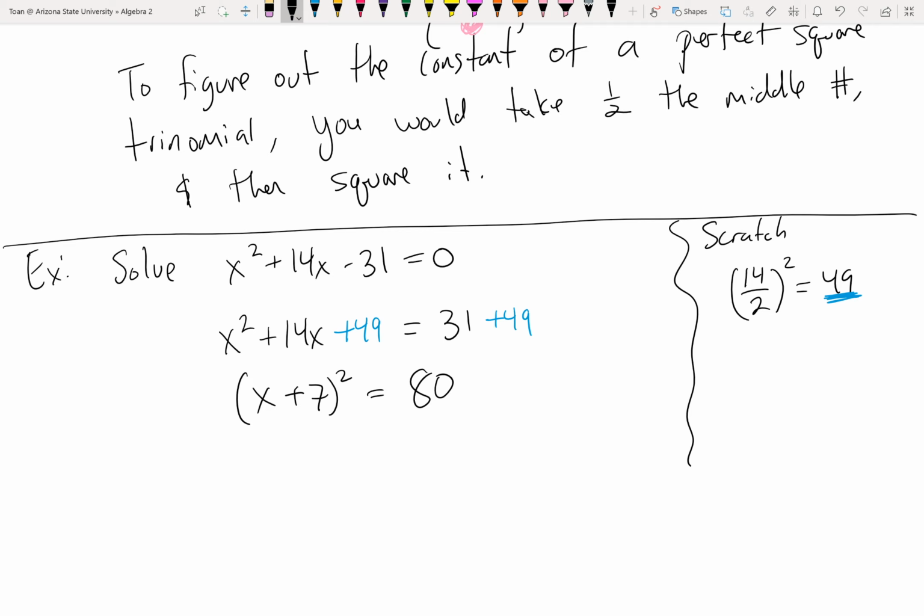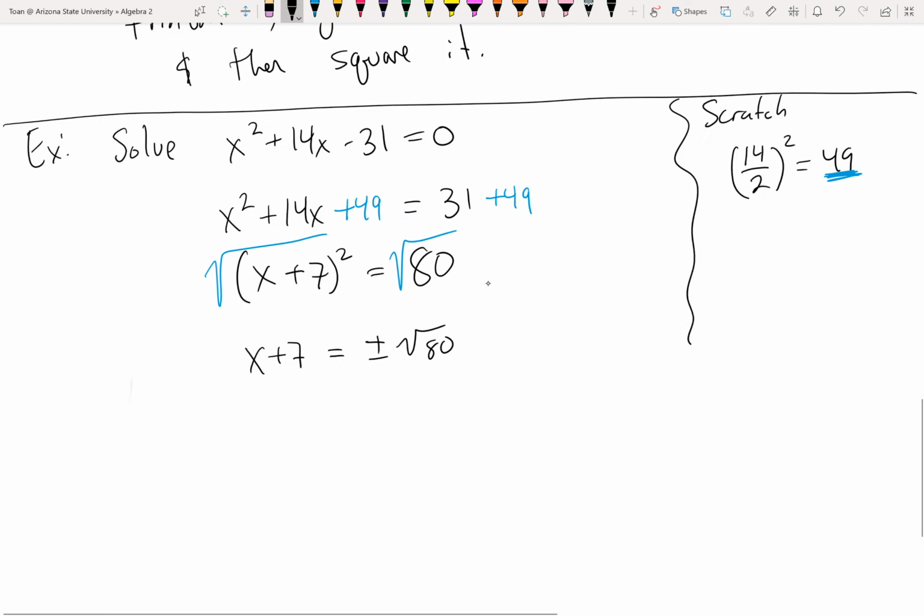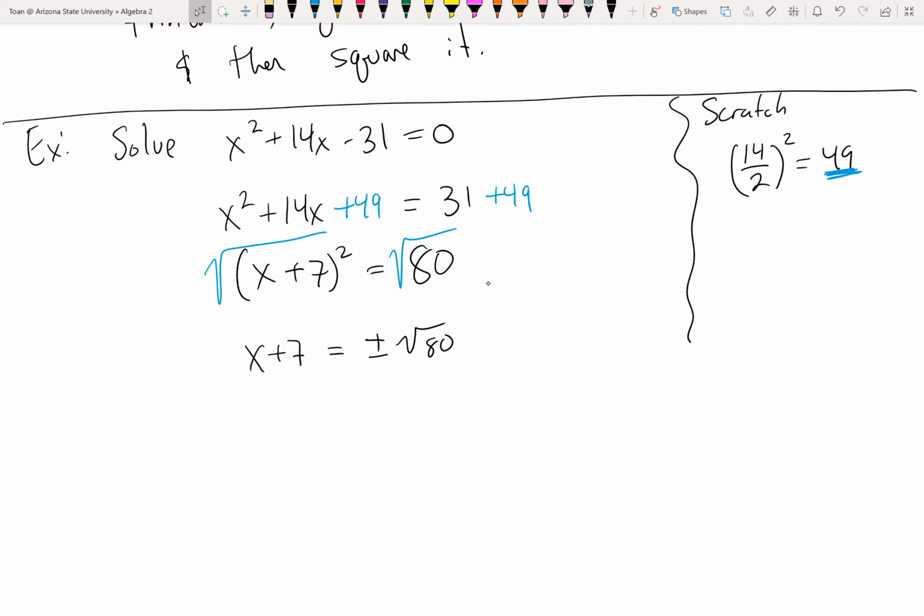And then notice what we have here. This problem was just like 4.4. These are the problems you saw yesterday. So to solve this, just take a couple of quick square roots. x plus 7 equals, we're taking a square root, so we need a plus or minus. And then one last step to solve for x, I'm going to subtract 7 from both sides. So you have x equals negative 7 plus or minus the square root of 80. We have solved it without using the quadratic formula.